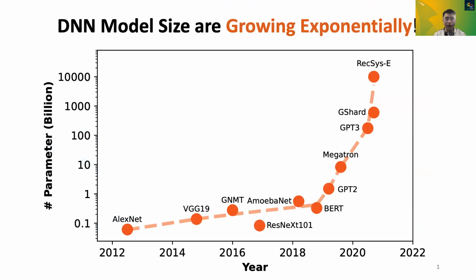Over the years, DNN model sizes are growing exponentially, and they continue to solve more complex problems. 10 years ago, a small AlexNet could only classify simple images. Now, a GPT-3 with almost 200 billion parameters can write a realistic paper of the nature. Just last year, DNN model size has reached 10 trillion.